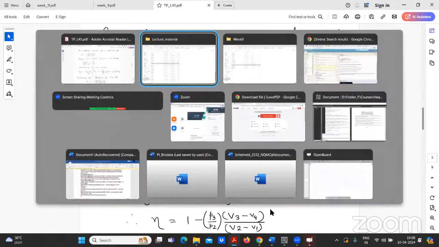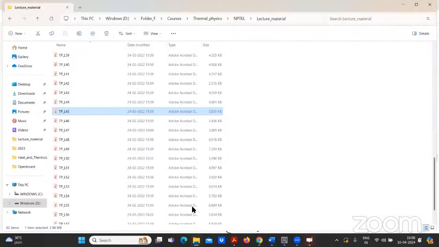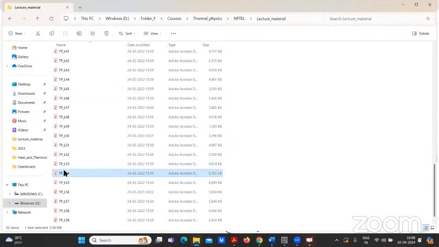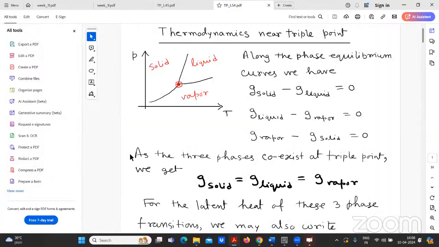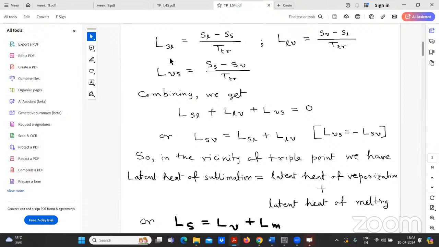Now, for the other question that was posted on the forum, that was to do with lecture 54, where we were discussing thermodynamics near the triple point. Somebody has rightly pointed out that there is a mistake in these three relations. For a phase transition, the change in specific entropy is actually the latent heat divided by temperature, and I just made a mistake by writing the temperature in the denominator of the entropy, when it should actually be multiplied. Temperature should be multiplied with entropy.